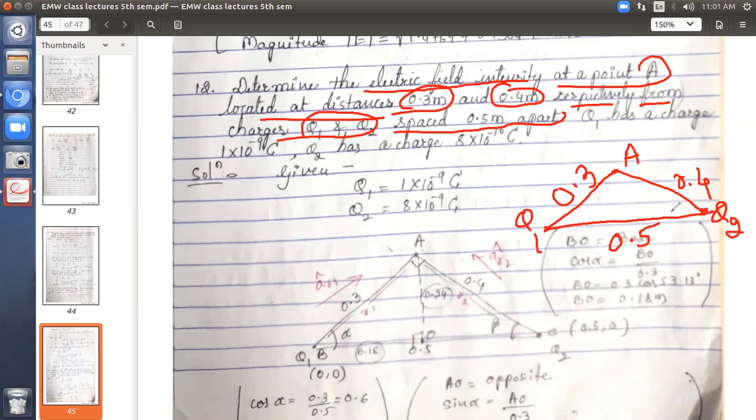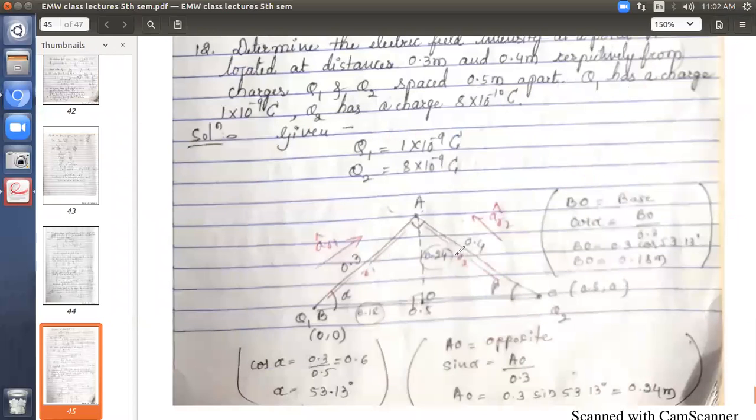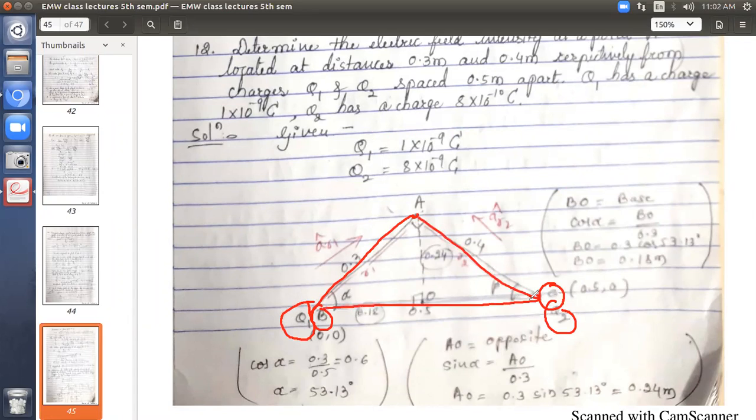So this triangle kind of diagram we have seen how to get it according to the given data. From the given data we have found this triangle. Okay, you can see it here. Point A, and Q1 I have denoted as point B, and charge Q2 I have denoted as C. The distances are given 0.3 meter, 0.4 meters and 0.5 meters. So this is the given triangle.